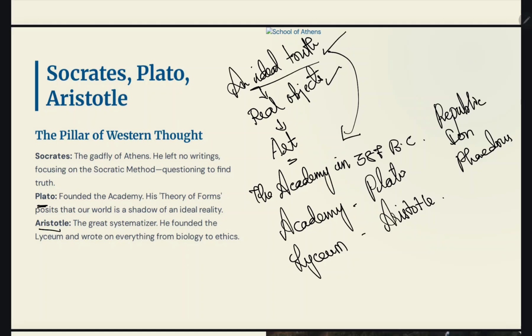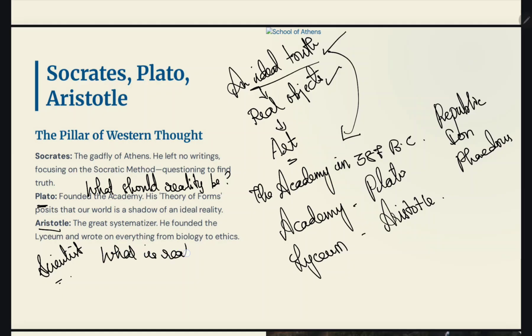If Plato is the dreamer, Aristotle is the scientist. He is the student of Plato, tutor of Alexander the Great, and founder of the Lyceum. Plato asks, what should reality be? And Aristotle asks, what is reality actually like? Plato is an idealist and Aristotle is an observationist, and his greatest contribution to literature is a small book called Poetics.